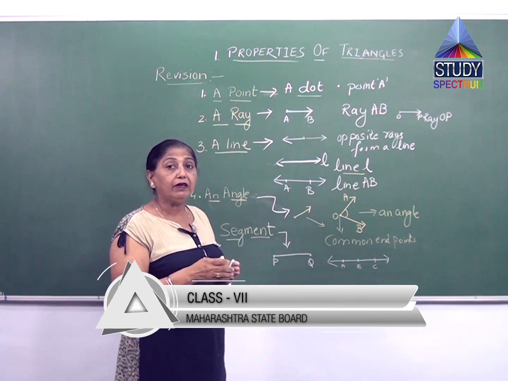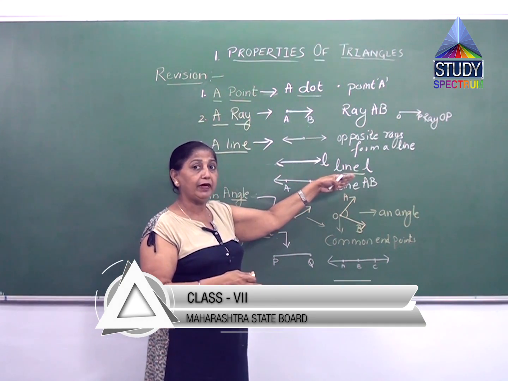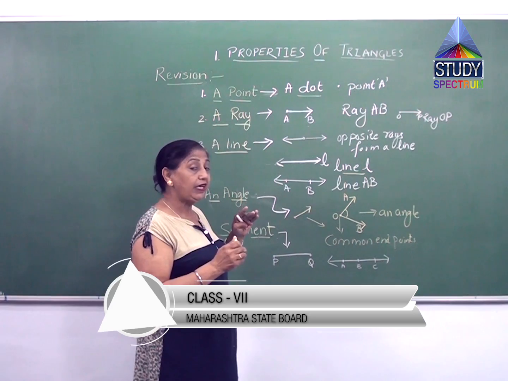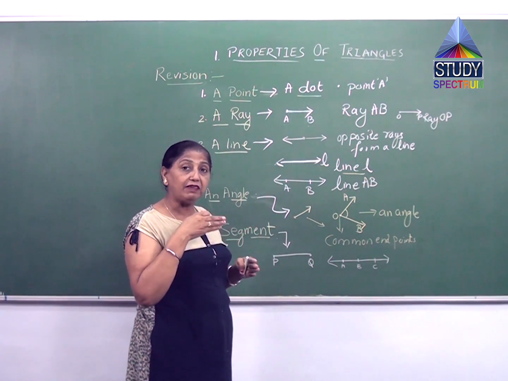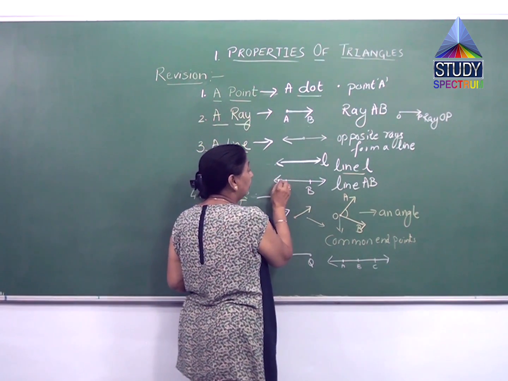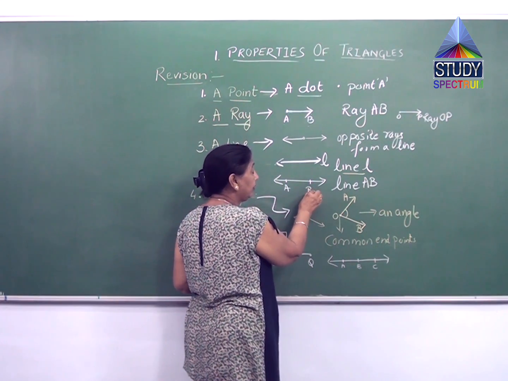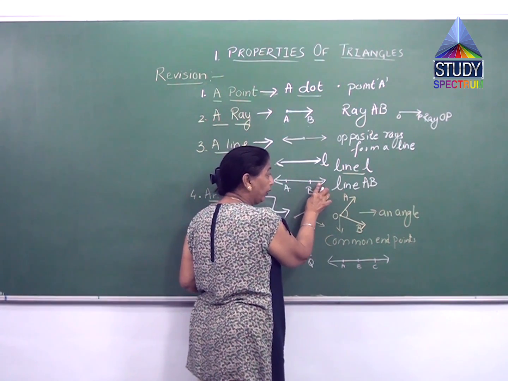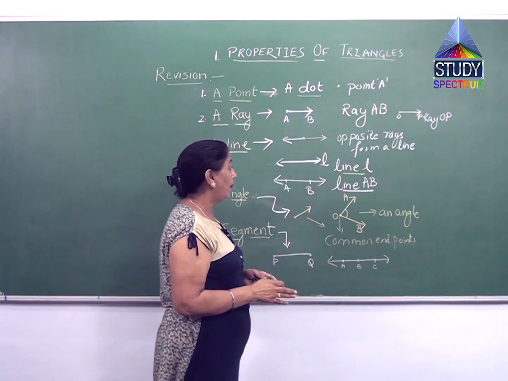Now when no name is given, then you can write line L, M, N, whatever you want. But if points are given on the line and the line passes through those points, then, like shown over here, this is a line and the points A and B are given. The line passes through them, then I can name it as line AB.